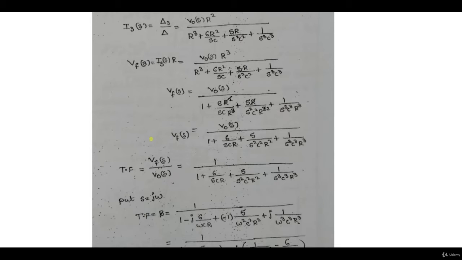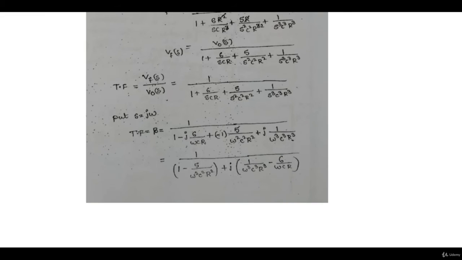So you will get VF is equal to V naught S divided by 1 plus 6 divided by SCR plus 5 divided by S square C square R square plus 1 divided by S cube C cube R cube. So this is the transfer function. Okay, V naught we have got this side. Now put S is equal to j omega. You will see the imaginary and real terms.